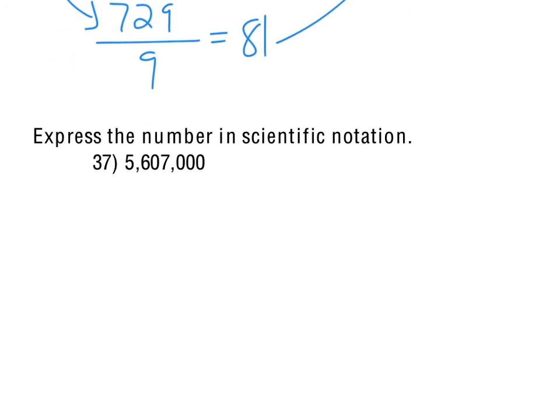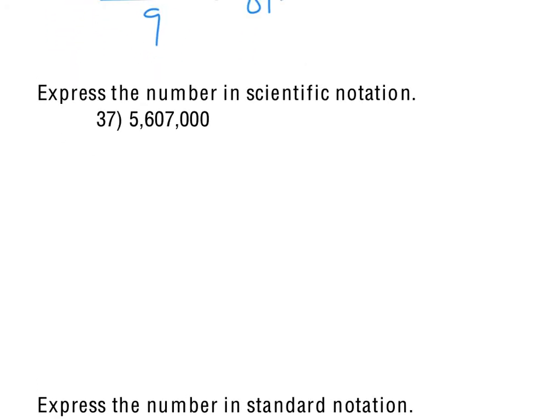Moving on to number 37, expressing the number in scientific notation. So we start by writing this 5,607,000. We start with a number that's between 1 and 10, so 5.607, putting that decimal point right after the first digit. And then we multiply that by 10, and then we need an exponent there.